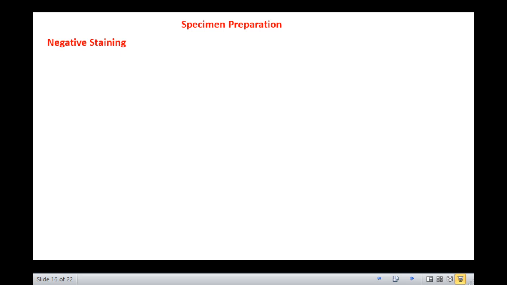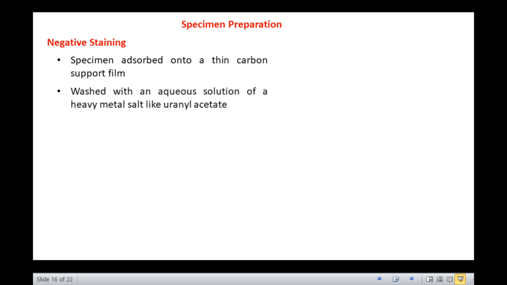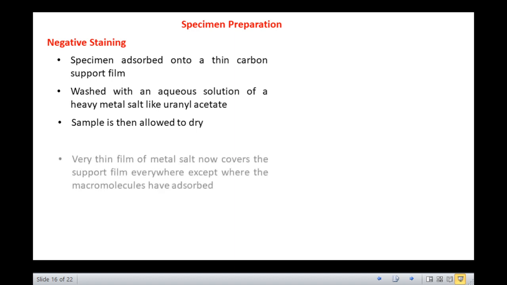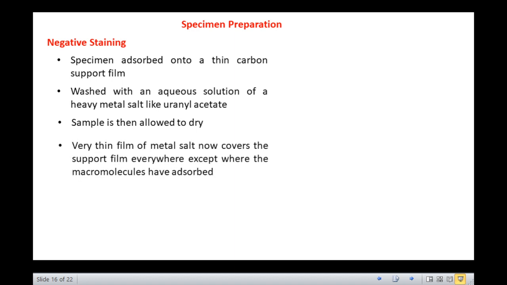Here, macromolecules or supramolecular assemblies are adsorbed from their suspension onto a thin carbon support film and then briefly washed with an aqueous solution of a heavy metal salt like 1% uranyl acetate. The sample is then allowed to dry. A very thin film of metal salt now covers the support film everywhere except where the macromolecules have adsorbed.